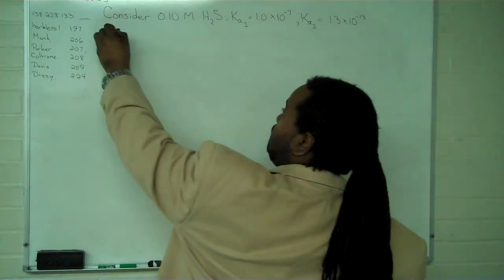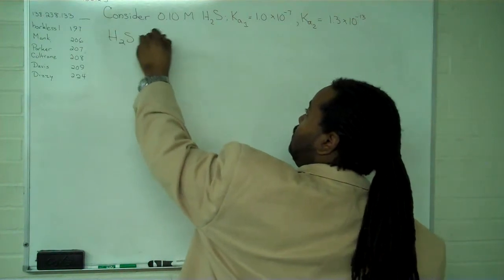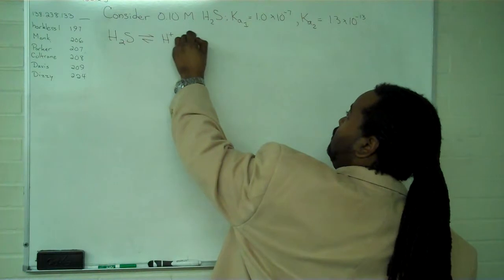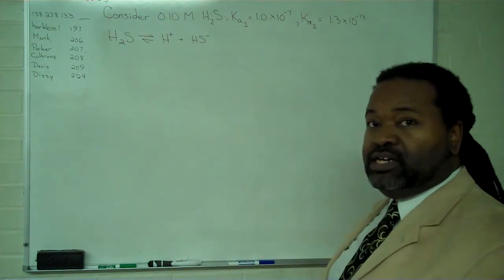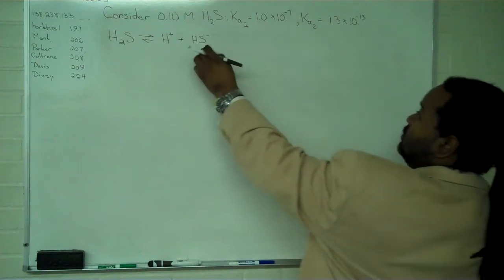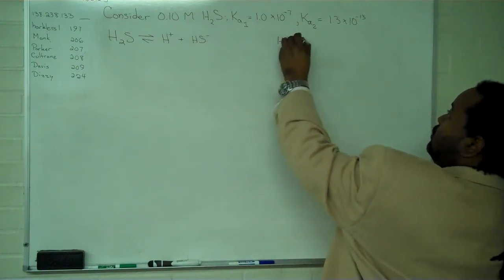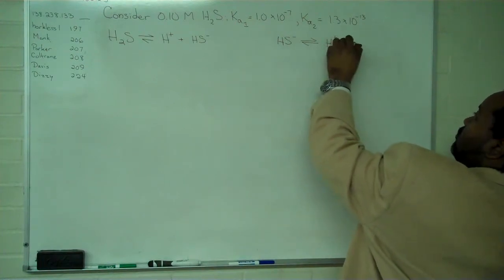So the first dissociation can be written out, showing that we will remove one hydrogen and we'll have the HS minus ion. The second dissociation looks at what happens when the second hydrogen comes off. So we'll have this one to solve.